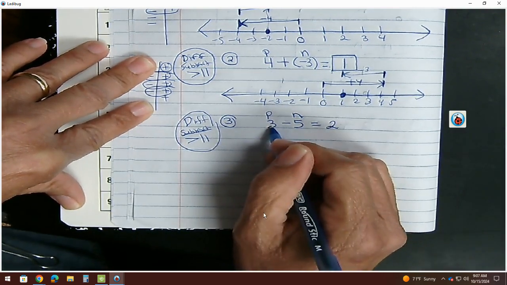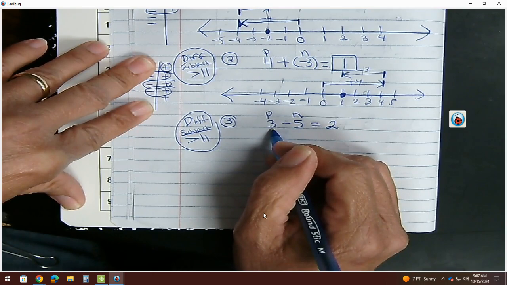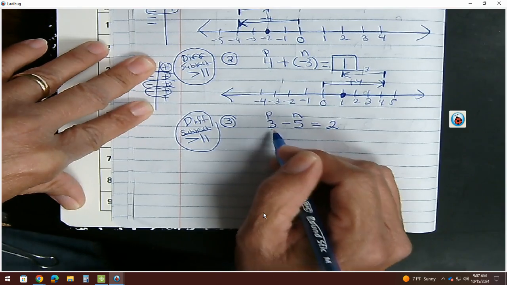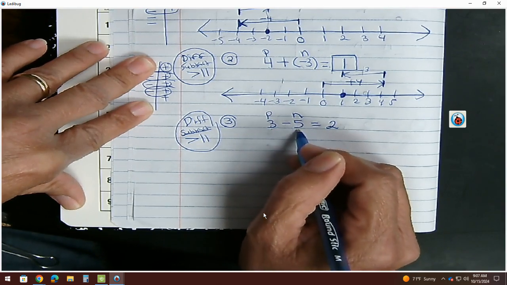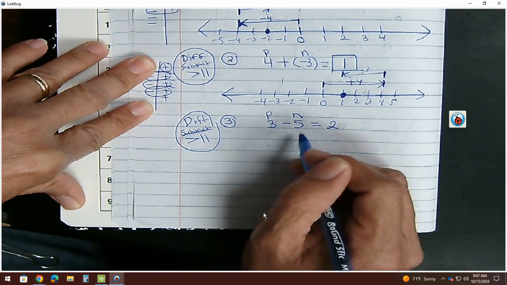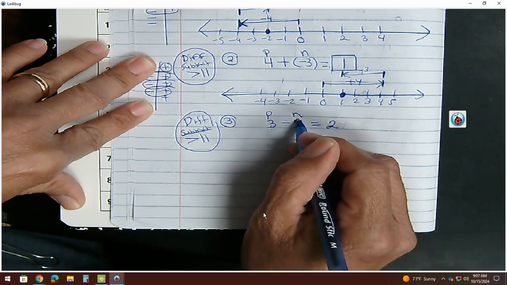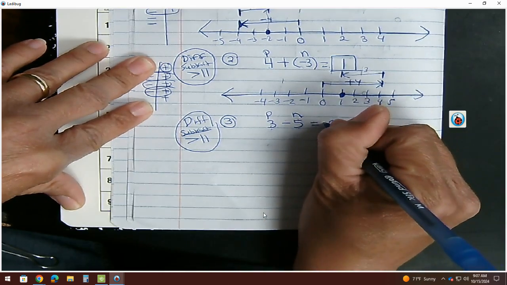What's the absolute value of 3? 3. No, it's not negative 3. That would be the opposite. What's the absolute value of 3? 3. How far is 3 from 0? 3. It's never negative. It's distance. What's the absolute value of negative 5? 5. Who had the highest absolute value? 5. Right? And what is he? So what is this guy going to stay? Negative.